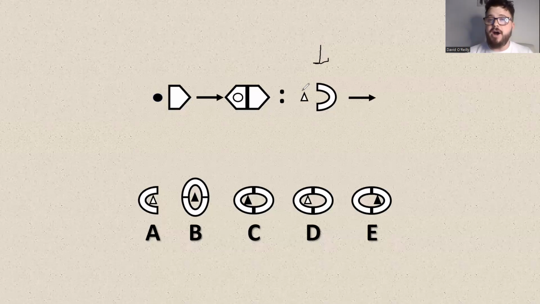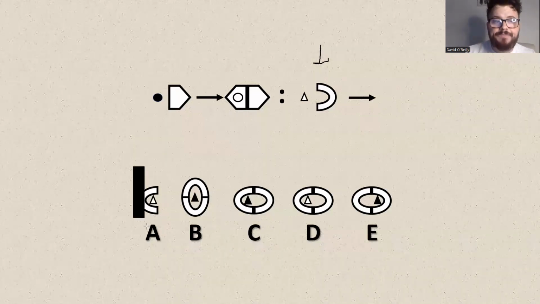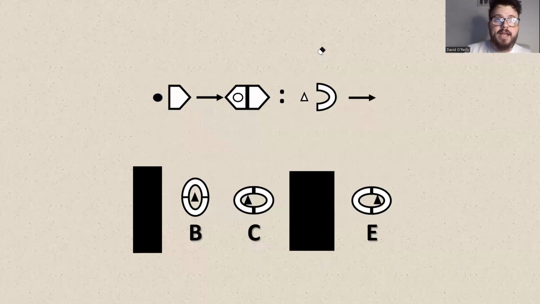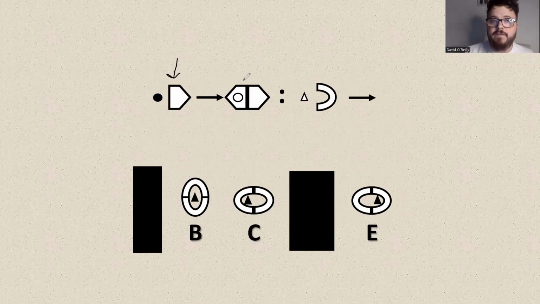So we know that our answer needs to involve a black triangle, which means I can get rid of option A and option D. I'm still left with B, C, and E, but we've got other things to look at. So now what should we look at? Let's look at this pentagon. How has this pentagon transformed? Well, have a look over here.